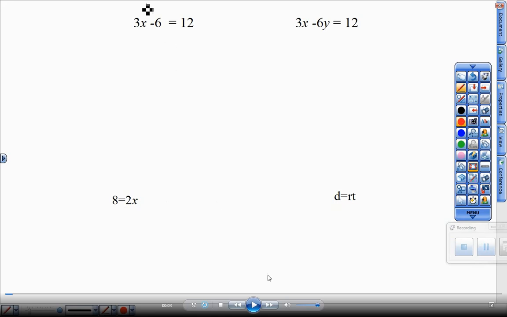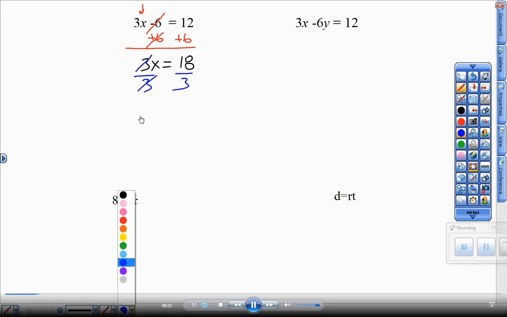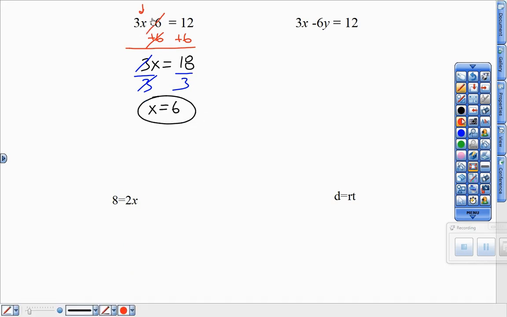But here we go. First problem. I'm going to solve for this x. So I'm going to get rid of this 6 first by doing the opposite of subtracting, adding. Those are going to cancel. Bring down 3x, bring down my equal. This is 18. Opposite of timesing by 3, dividing both sides by 3, which gives you x equals 6. That is the solution. Plug in 6 right here. 18 minus 6 gives you 12. This problem is different.